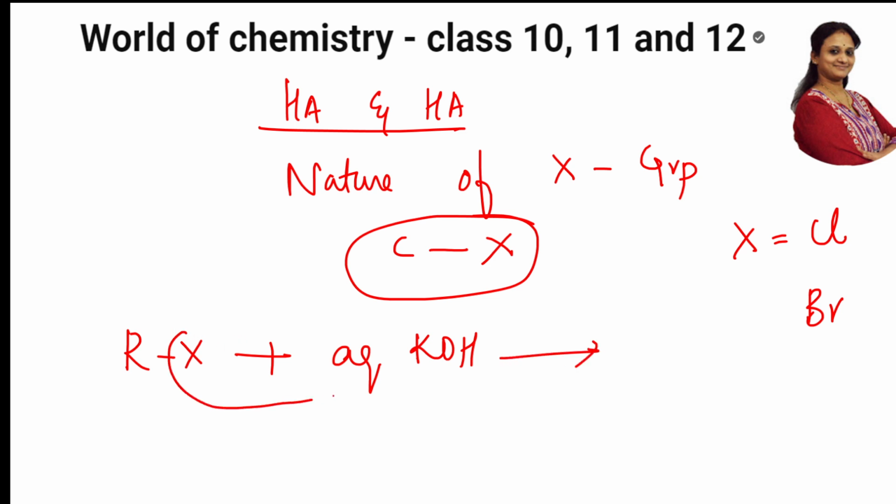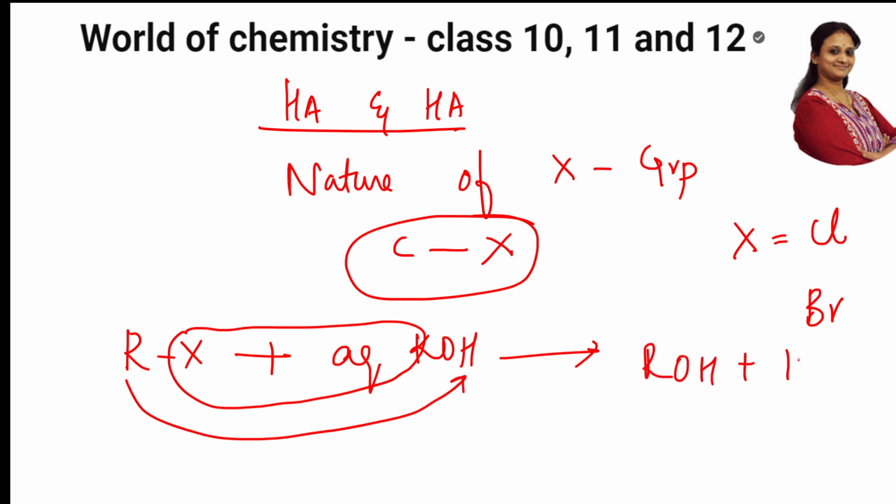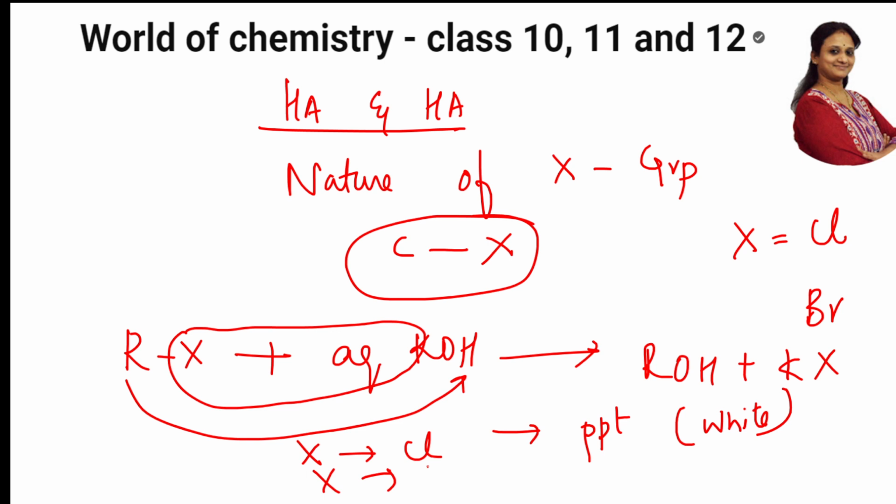Your X comes out with K and R comes out with OH, giving ROH plus KX. Now remember, if this X is chlorine, the precipitate will be white in color. Suppose your X is bromine, the precipitate you get will be yellow in color. This is the distinguishing test. First chapter is over.